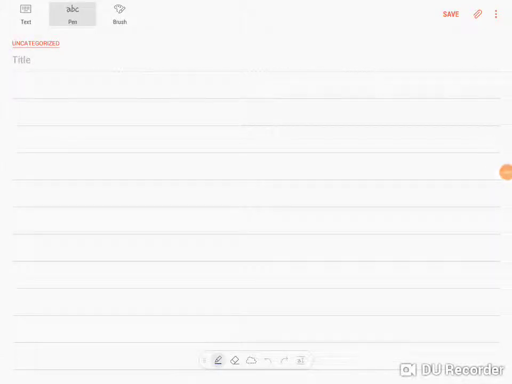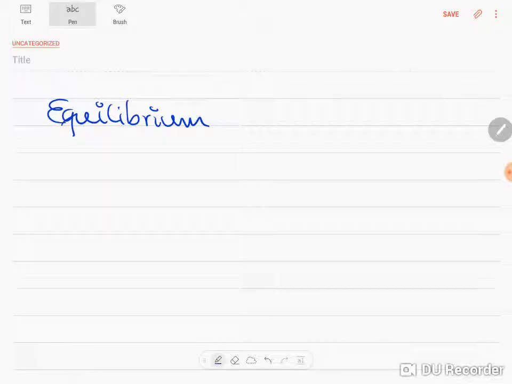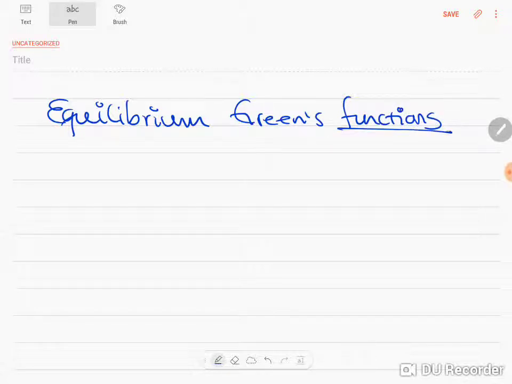Hello, now in this video we will discuss equilibrium Green's functions. So the Green's function is the basic object in response theory. The Green's function tells me if or how a system will respond to an impulse. In some other contexts, the Green's function is also called the impulse response.